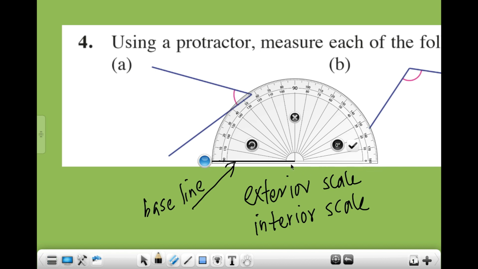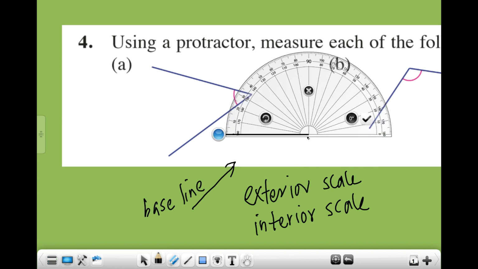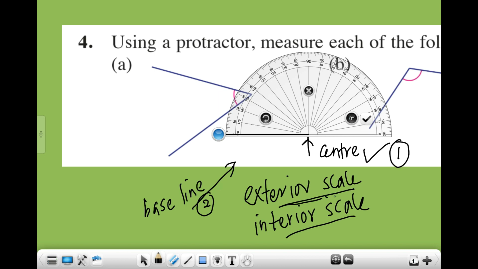And then this part here, you have any idea what this dot here in the middle is? We call it the center. Okay? So the most important, the center is the first one when it comes to measurement. Second is the baseline. After that, you use either the exterior scale or the interior scale. Are you okay so far to identify all the names for the specific parts? Yes. Okay, good. So I rub it off first.